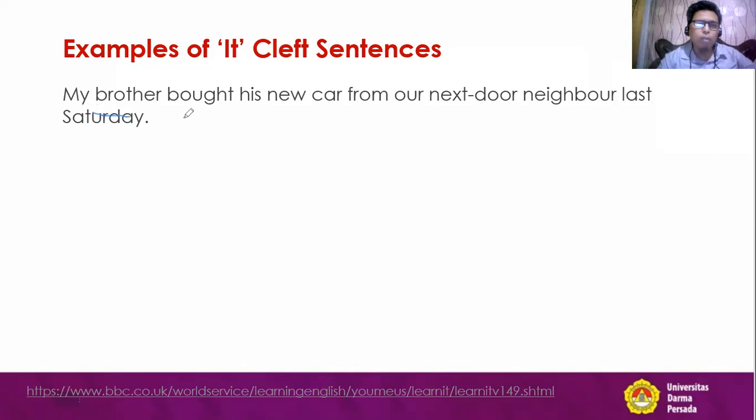We are talking about my brother. What did my brother do? Bought. What did he buy? His new car. From whom? From our next door neighbor. When? Last Saturday. Okay. Now I'm going to ask you to read the following four sentences, in which each sentence has a different emphasis or different focus. Let's see, everybody.